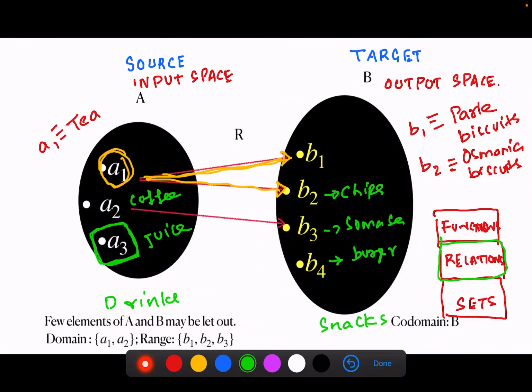Range is, you are now thinking in terms of the target space. So in the target set, all the elements which are connected, B1, B2, B3, they are connected to some element in set A. The set of those elements becomes the range. I'll pause here for a minute, reflect on it, see if you understand this.